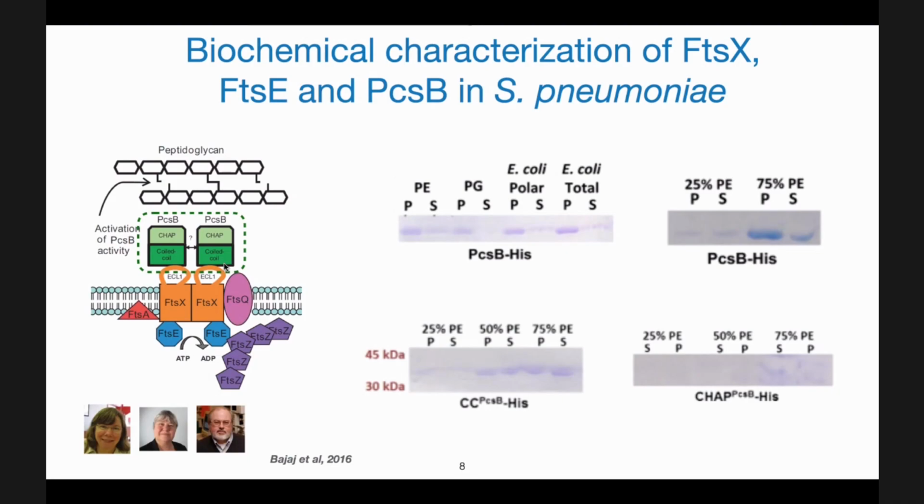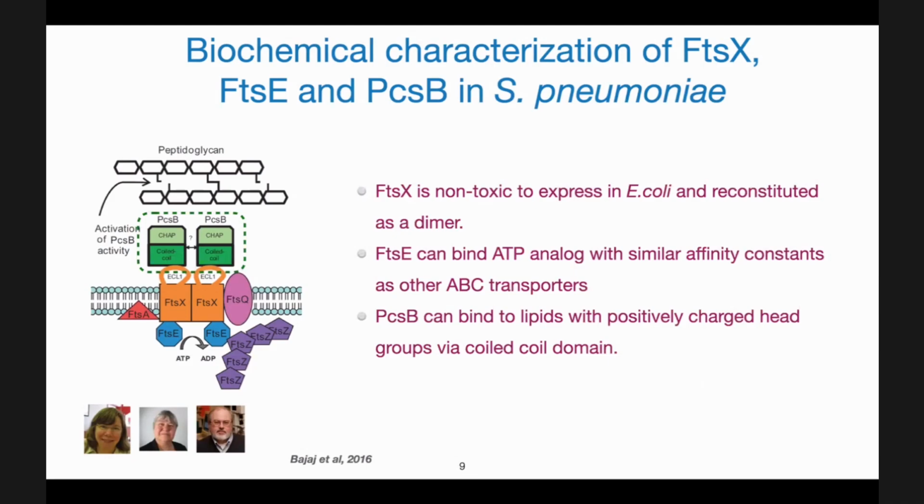So this is where I found that it can actually bind the lipids, using the positively charged head group of lipids, especially like PE. And this binding or interaction happens via the coil domain rather than the chap domain. So here are the conclusions: FTSX is non-toxic to express, which was known to be toxic in E. coli, and we considered it as a dimer. And FTSE can bind ATP analogs with similar affinity constant as other ABC transporters. And PCSB can also bind the lipids with positively charged head groups via the coil domain.